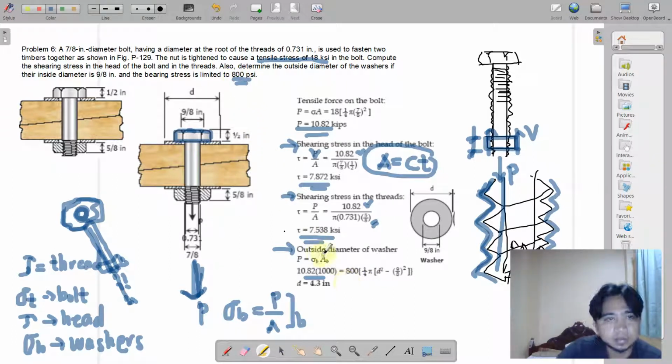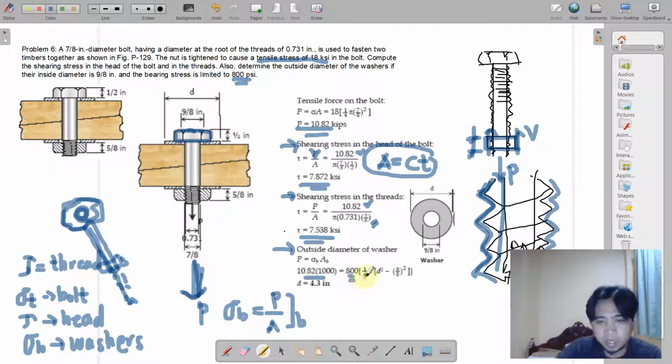So this is in terms of PSI. In terms of KSI, that is why 10.82 here is being multiplied by 1000, in order to match the right side of the equation, wherein 800 is actually PSI. So 10.82 here was basically converted to PSI also.